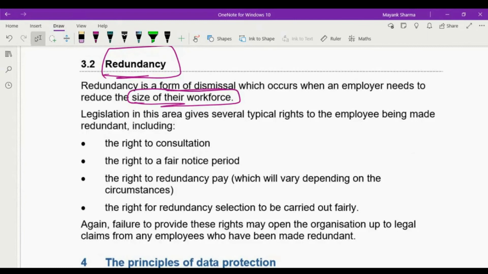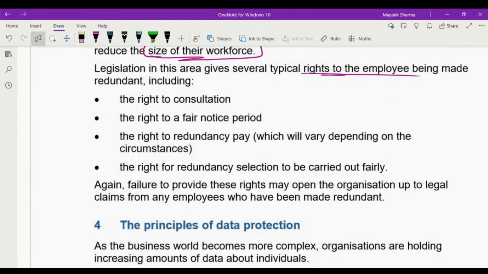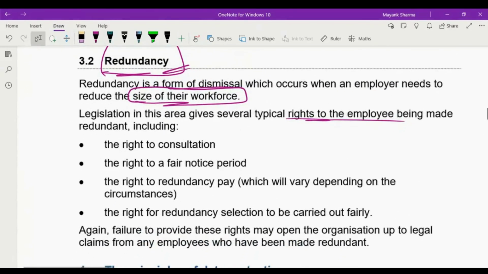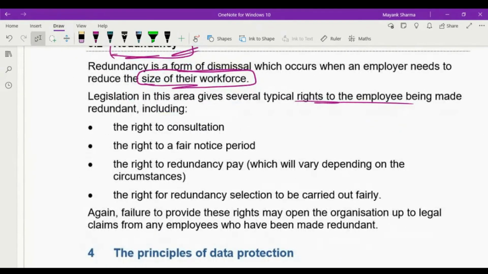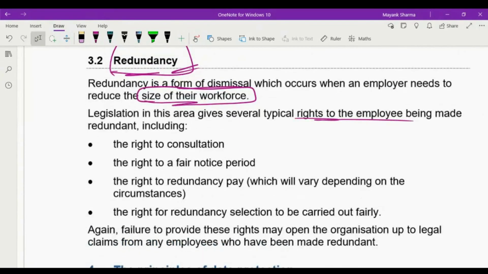It is fair dismissal. Legislation in this area gives several typical rights to the employees, but those employees who are facing redundancy have certain rights. Okay, so redundancy should not be an excuse for discrimination. Okay, what are the rights of those who are being laid off because of redundancy?